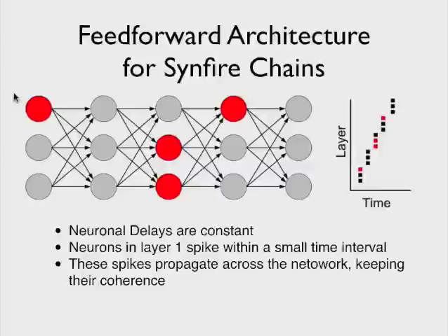Okay, so you can see here at early time, the first 3 spike. First 3. You see the red dot here. Next time, the next 3 spike, then the next 3. So you can see the spikes actually propagate along the forward network.